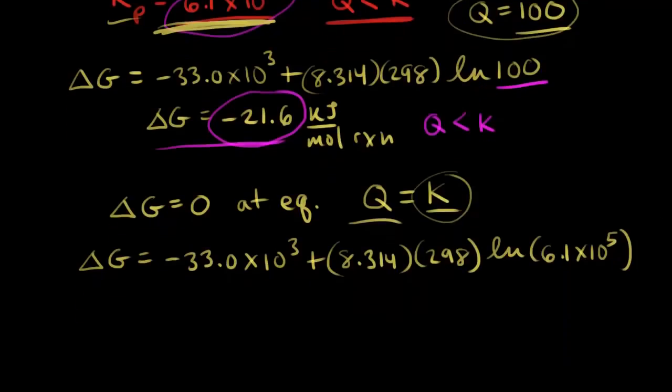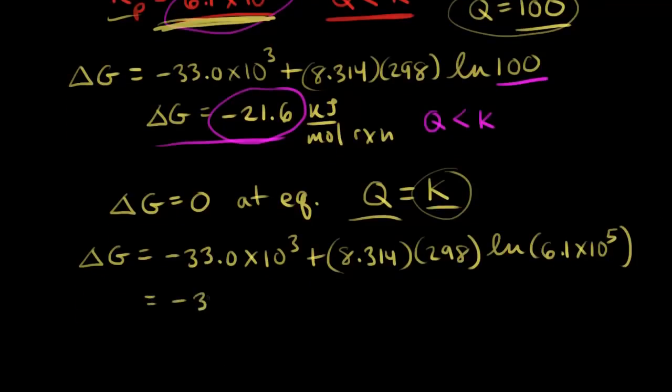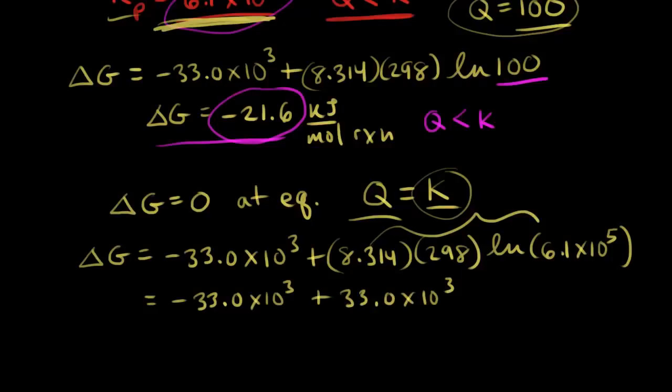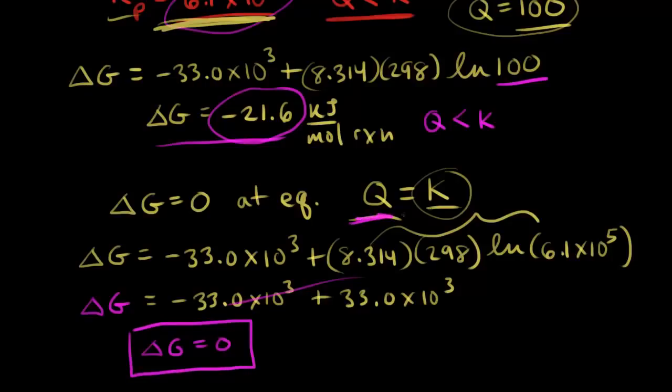So notice what happens. Over here we have delta G0 is negative 33.0 times 10 to the third, and all of this on the right gives us positive 33.0 times 10 to the third. So that, of course, is equal to 0. The change in free energy is now 0, and we are at equilibrium. Q is equal to K. We plugged it into our equation, and we found that delta G is indeed equal to 0. So there's no more driving force to make more of our products because we are at equilibrium. The free energies of the reactants and the products are equal.